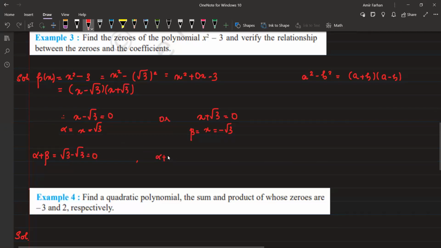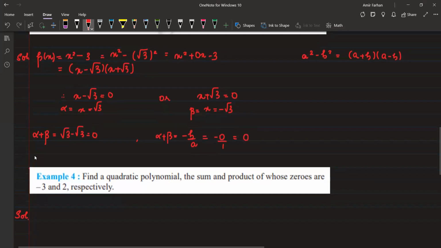Okay, so now let's do the verification using the coefficients, that is alpha plus beta is equal to negative of b by a. What is the value of b here, the coefficient of x? Zero. Gianna? 0. Zero, sir. So negative 0 by 1, it will be 0. Yes, sir. Negative 0 and positive 0 are nothing but the same. Clear? Yes, sir. Very good.